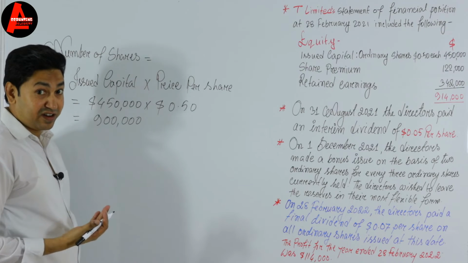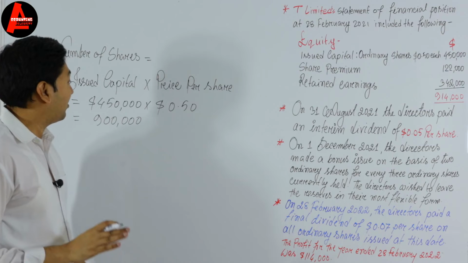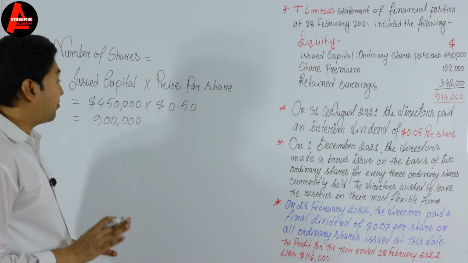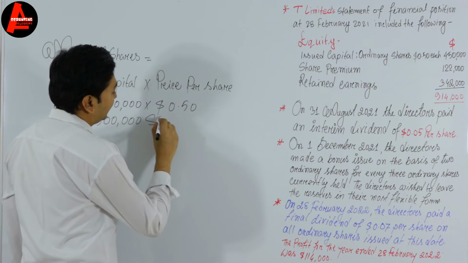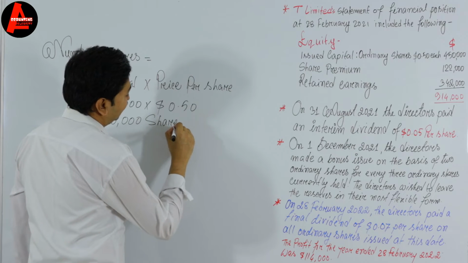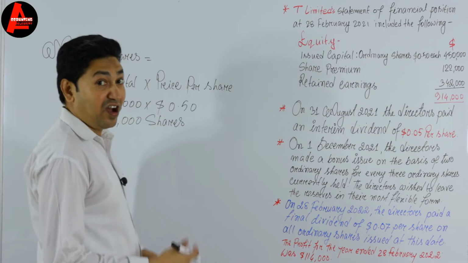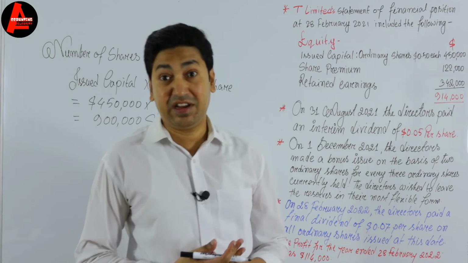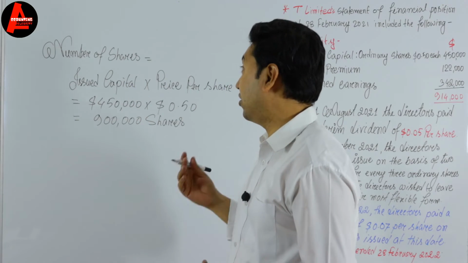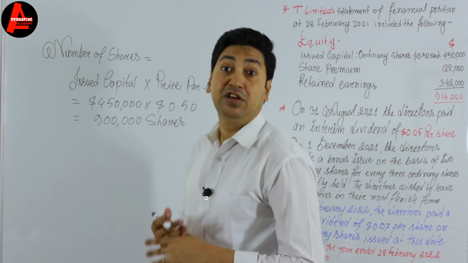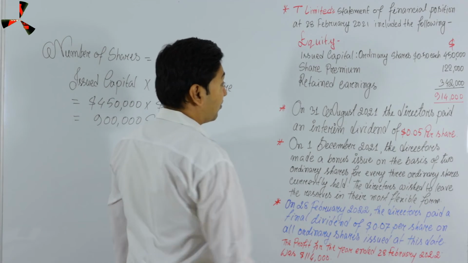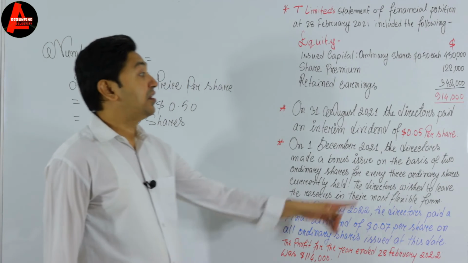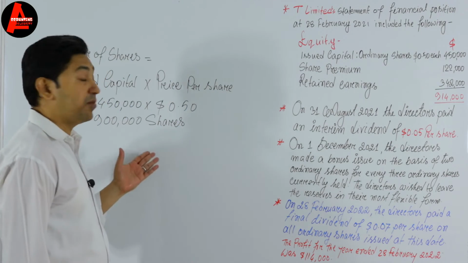Dollar? No, here it is not dollar. We calculated the number of shares, so we got 900,000 shares. Now what to do? Now we will calculate interim dividend. In the question we have interim dividend, so per share interim dividend is $0.05. We will multiply this by the number of shares.